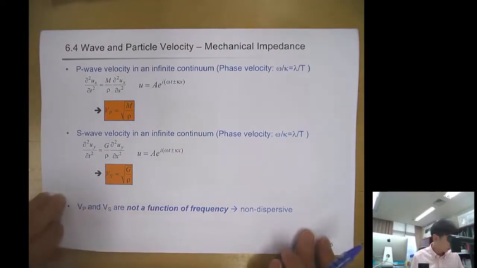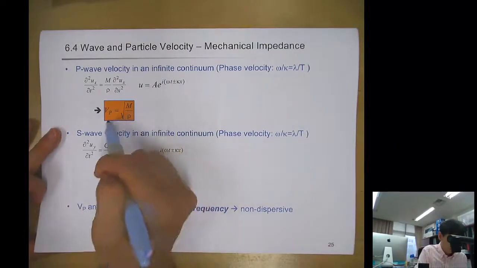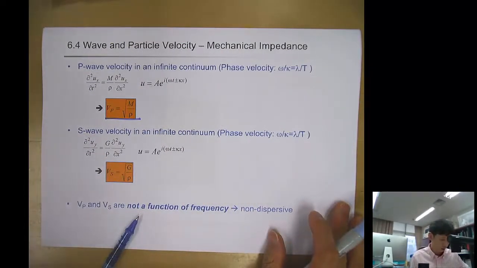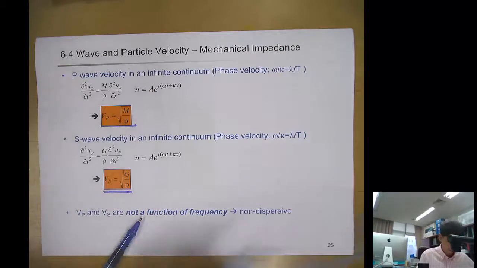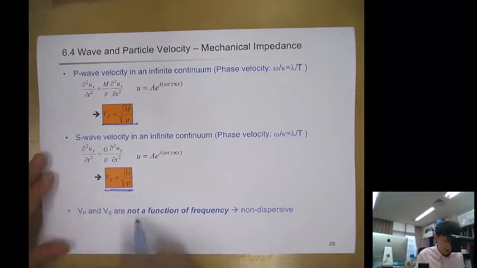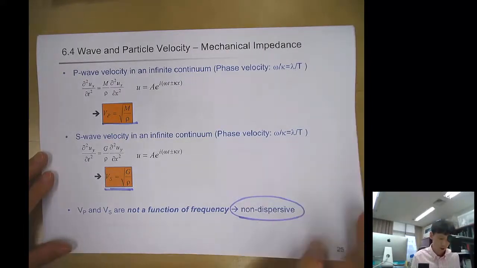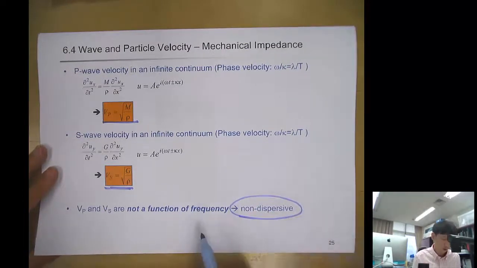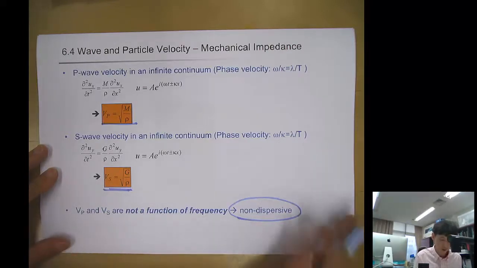Okay, so P wave velocity in an infinite continuum, the wave velocity is the square root of M over rho, and shear wave velocity is the square root of G over rho. So Vp and Vs are not a function of frequency. It means that it's not dispersive media. When it's dispersive media, the wave velocity changes with the frequency. So here we are assuming that it's non-dispersive, elastic, isotropic media, so it doesn't have dispersion.